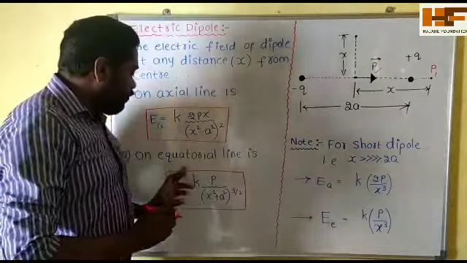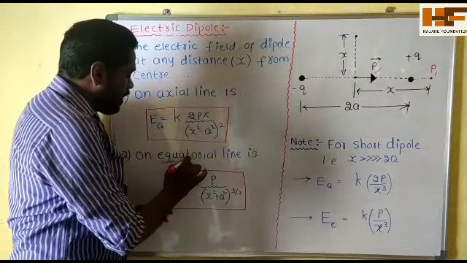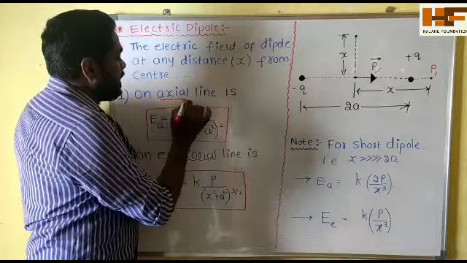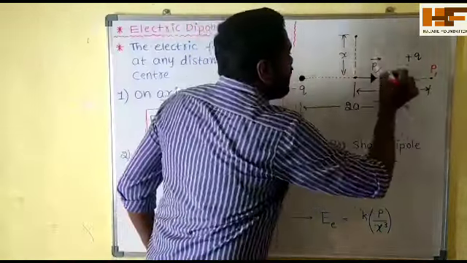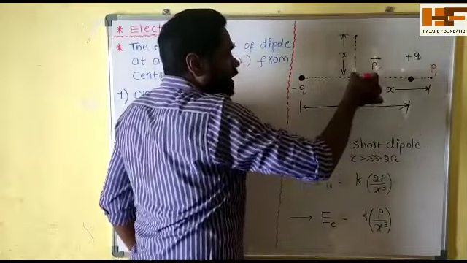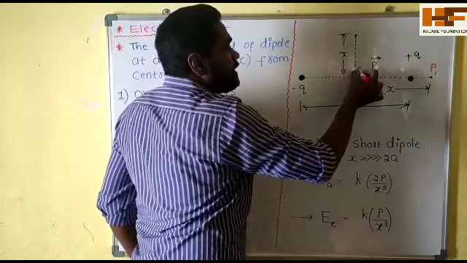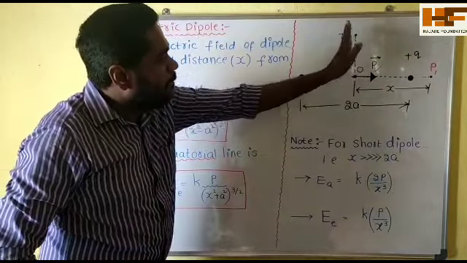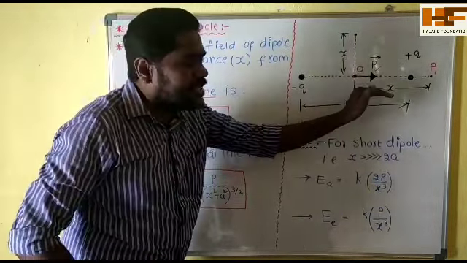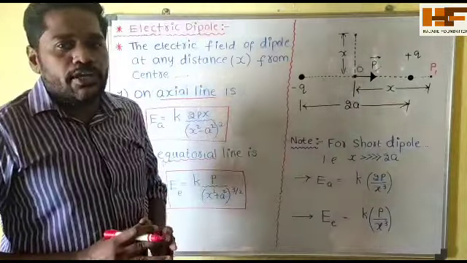Next, the equatorial line. What is the equatorial line? First one is the axial line. Second one is the equatorial line, perpendicular to the axis. If you draw one line passing through the center of the dipole, O, a line passing through the center perpendicular to the axis of the dipole is called the equatorial line.